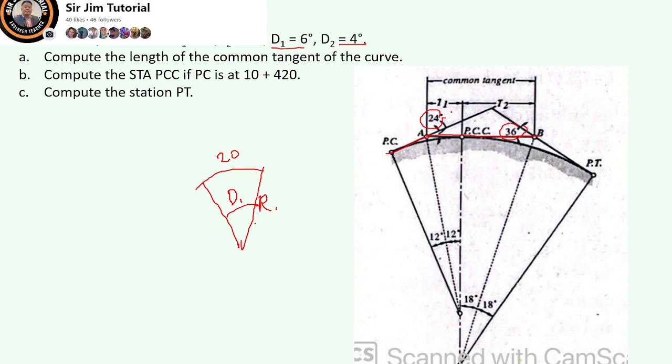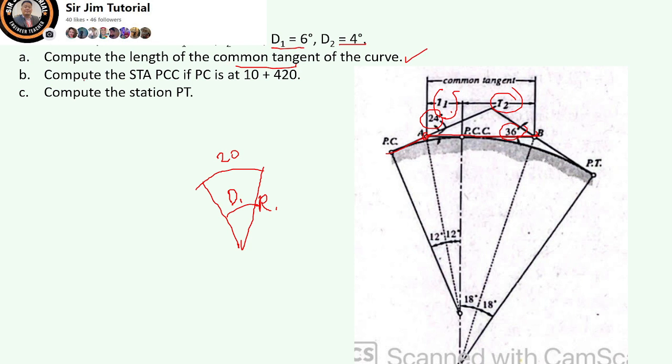Okay. Now, what's the question here? You have to compute the length of the common tangent. So what is the length of the common tangent? This one, from A to B, which is just equal to T1 and T2.